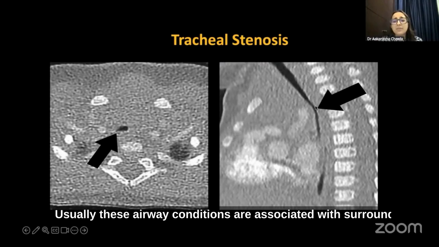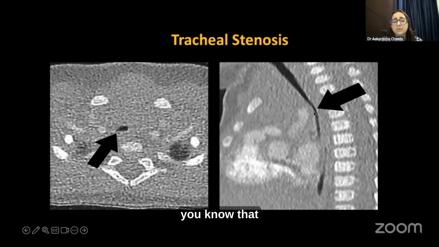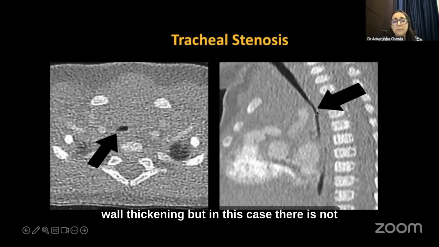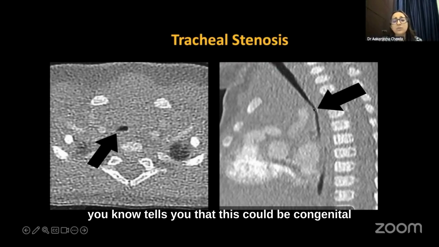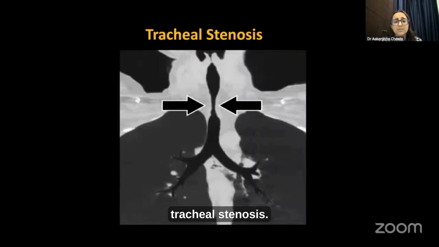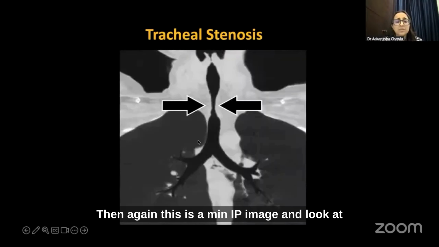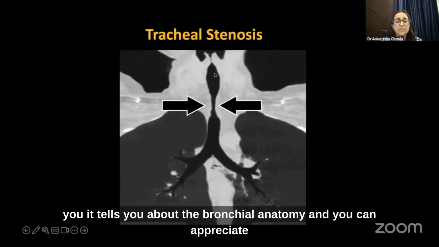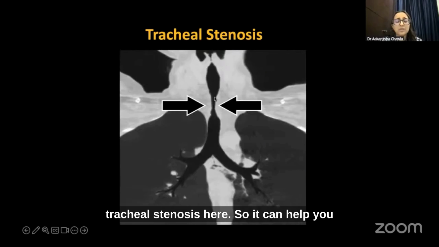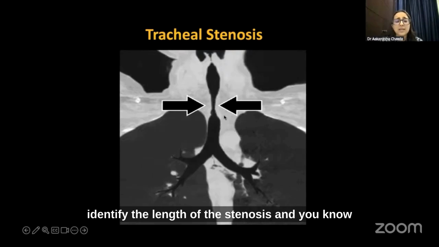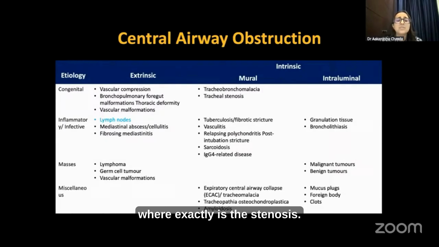There is stenosis over here. Usually, these airway conditions are associated with surrounding wall thickening. But in this case, there is no significant wall thickening, which also tells you that this could be congenital tracheal stenosis. Then again, this is a min IP image, and like I told you, it tells you about the bronchial anatomy, and you can appreciate tracheal stenosis here. So it can help you identify the length of the stenosis, and where exactly the stenosis is.